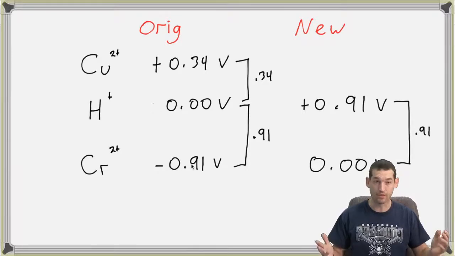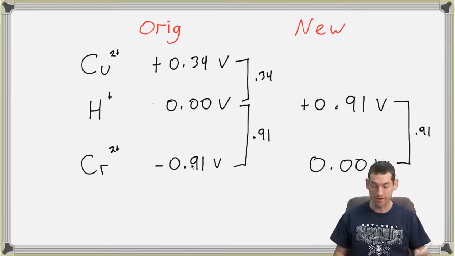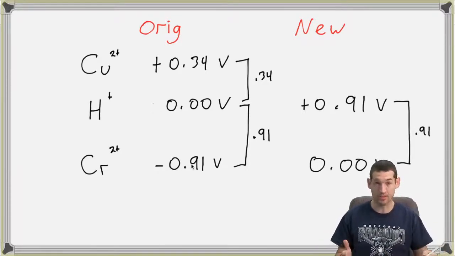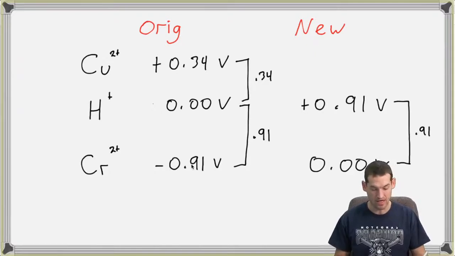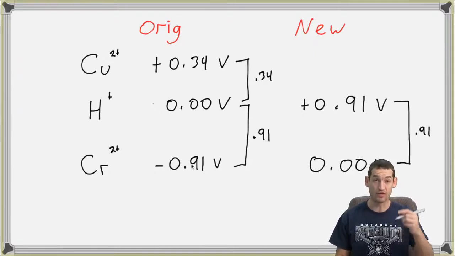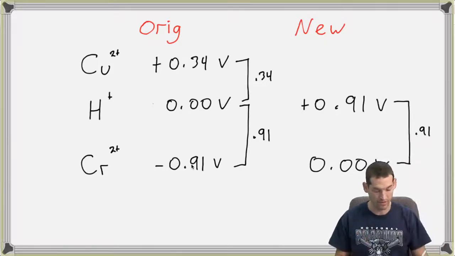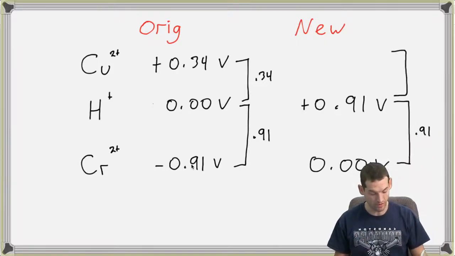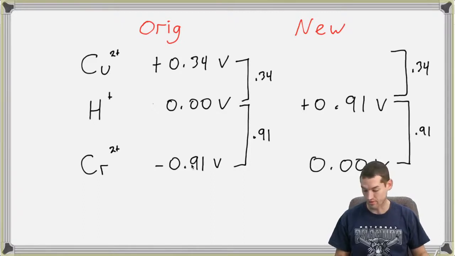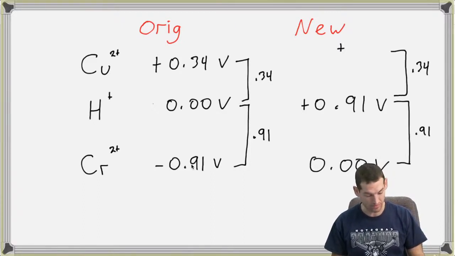Okay, simple enough, hopefully. If I want to figure out what copper is, because that's really what the question is asking, I know copper is another 0.34 above chromium, or above the hydrogen. So again, up another 0.34. So that means that's going to be a positive, where did I write it there?